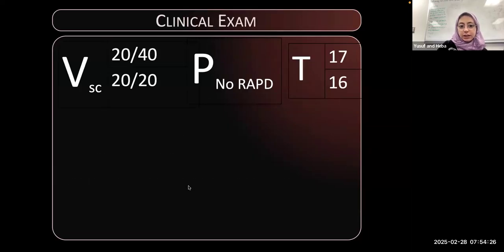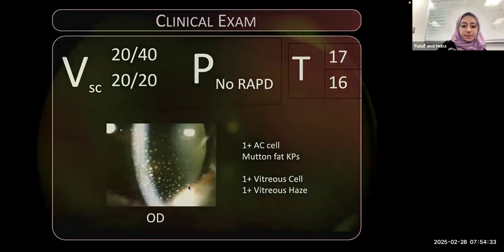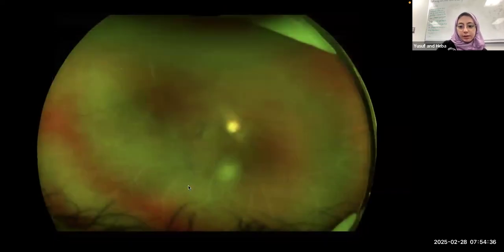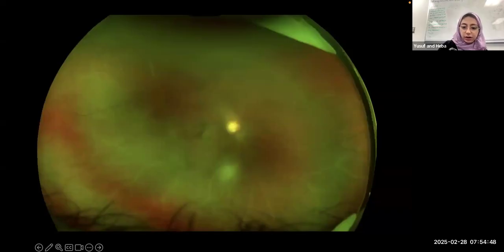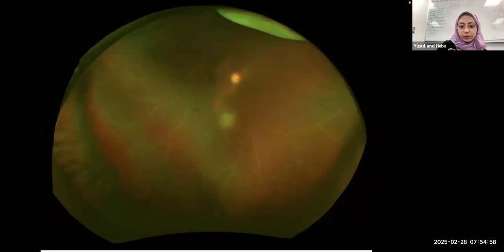So his vision in the affected eye was 20/40. He had mutton-fat KPs, a mild AC reaction, and some mild haze and vitreous cell. On the fundus photo, as you can see here, there is a lot of vasculitis, a lot of vascular sheathing, and there is a focal chorioretinal lesion inferior to the optic disc. There's no adjacent hyperpigmented scar that we can detect on this photo. Over here is just another photo demonstrating the same thing, lots of vasculitis.